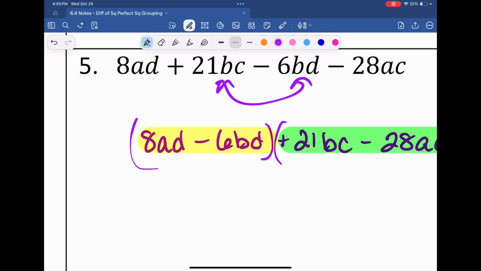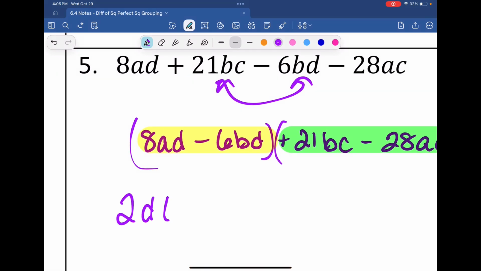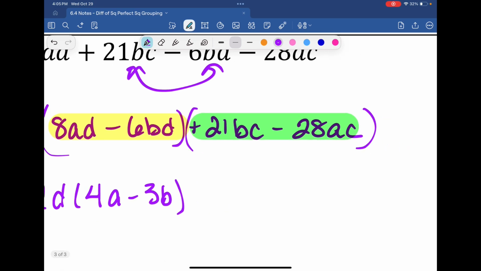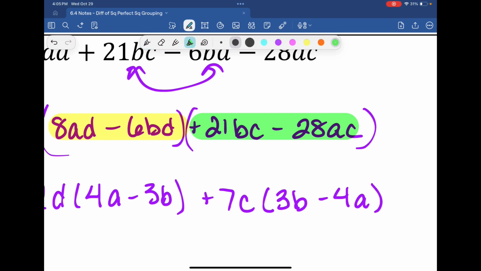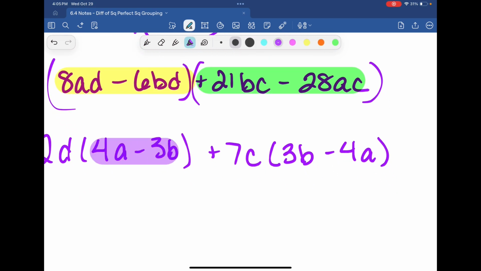GCF of that group. Put 8 and 2 and 4a minus 3b. Second group, 21 and 8 is 7, and they have a c in common. So that is 3b minus 4a. Okay, so what you should see right here, and this is kind of trippy, they're almost the same.